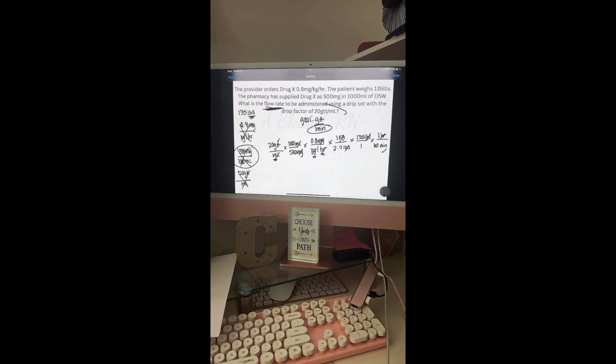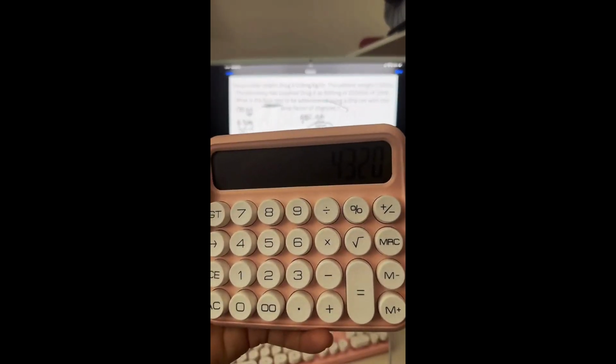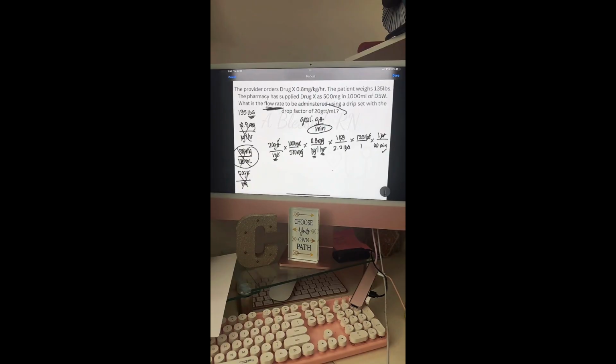So I'm just going to hit 500. Divide. Look how small it got. And then 2.2. Divide. 60. Equals. What did y'all get? 32.72, right? So 32.72 something. Can we divide a drip? No, we cannot. So what is our answer if we round it to the whole number?